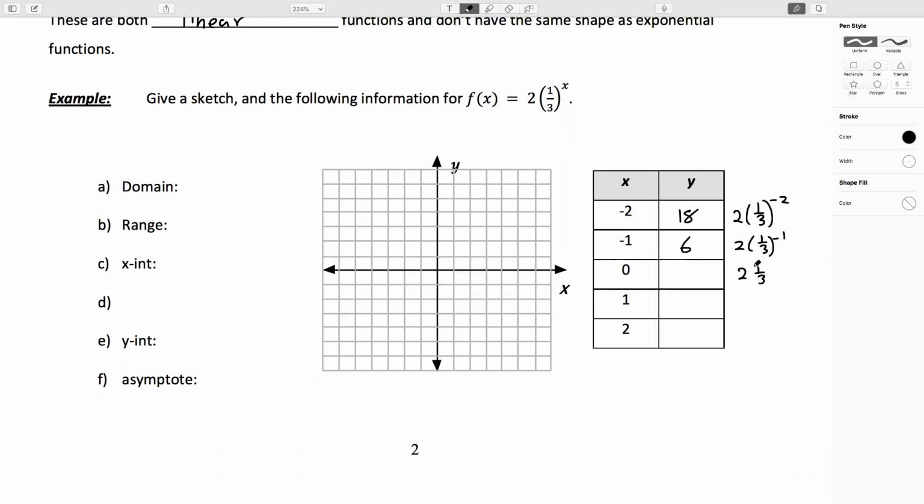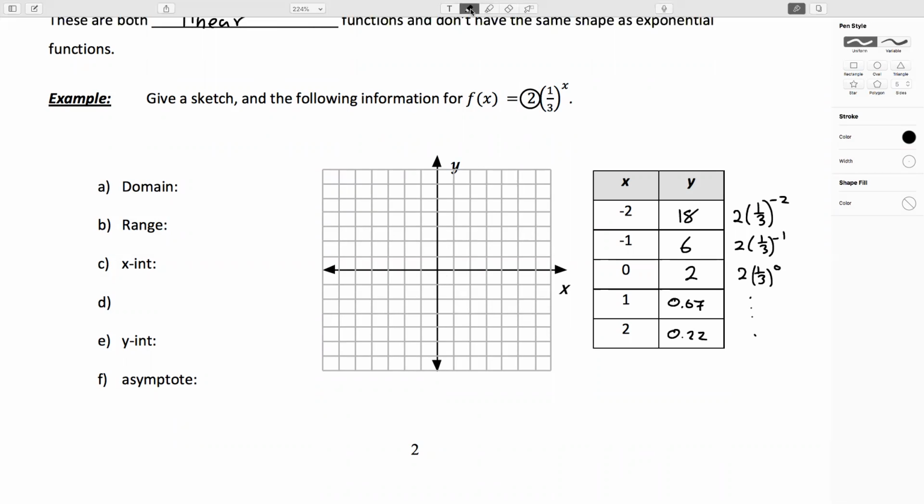2 times 1/3 to the 0 is just going to be 2. If we keep doing this, 2 times 1/3 to the 1 is 0.67. And 2 times 1/3 to the 2 is 0.22. So what we're seeing is a decreasing function. But it doesn't have a y-intercept of 1, it's got a y-intercept of 2. And that comes from the fact that we've got this number here. That's what's called a vertical stretch, and that's going to stretch the function. So instead of having 1, it doubles it, and it has a y-intercept of 2.